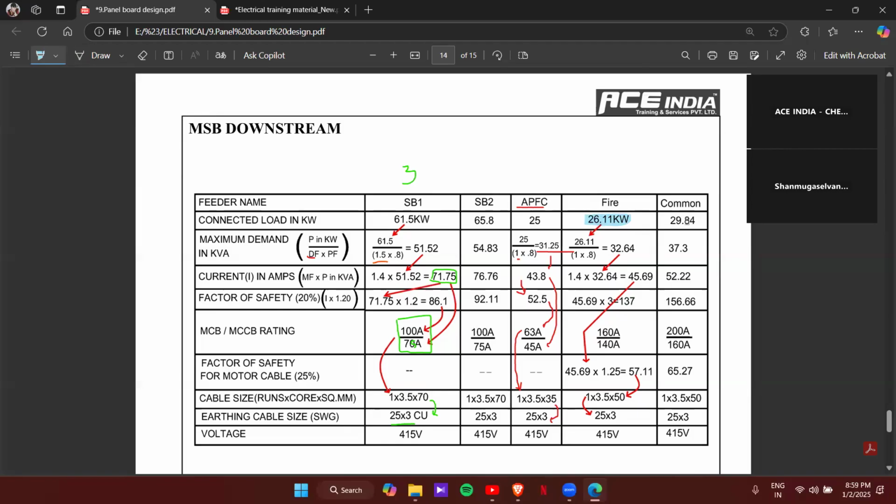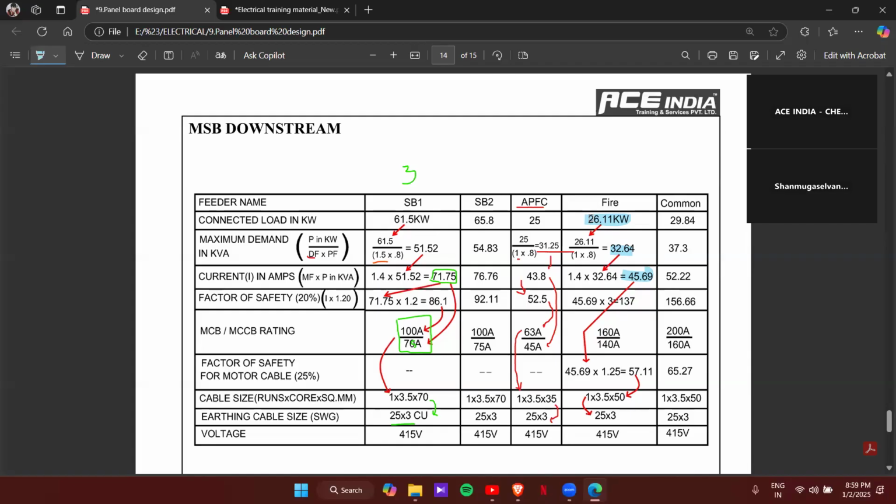26.11 kilowatt for the fire pump panel. Again, the diversity factor is 1 itself, so 32.64. And the current rating into 1.5 will get 45.69. And here it's a fire pump panel, and you can see that the load is 26, so that means it is more than 5 kilowatt. That means you will be having a star delta starter.